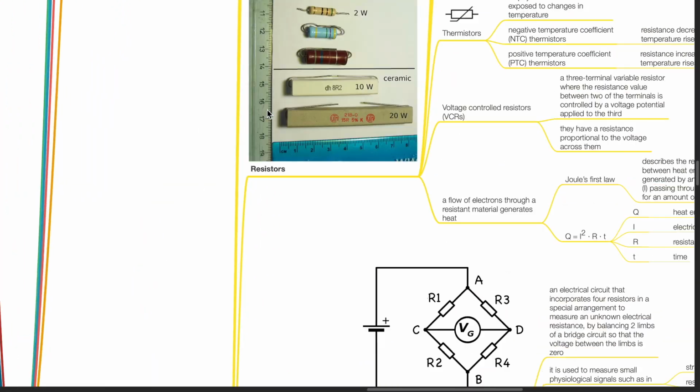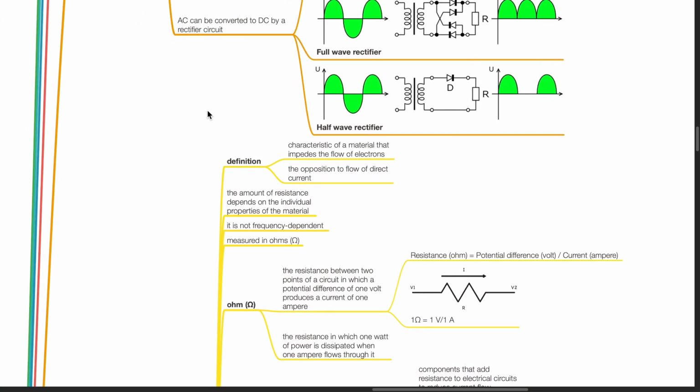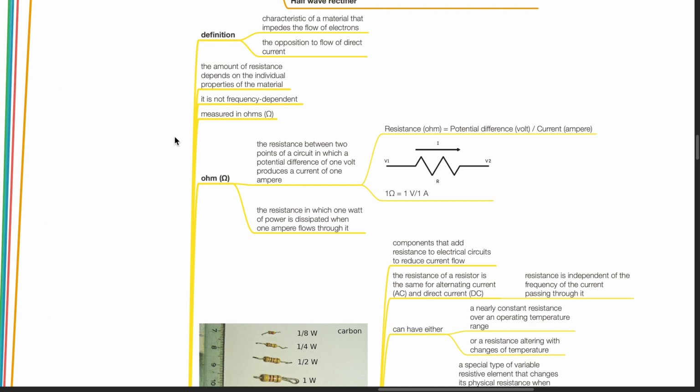Resistance. Resistance is defined as the characteristic of a material that impedes the flow of electrons, or the opposition to flow of direct current. The amount of resistance depends on the individual properties of the material. It is not frequency dependent and it is measured in ohms. Ohm can be defined as the resistance between 2 points of a circuit in which a potential difference of 1 volt produces a current of 1 ampere. 1 ohm equals 1 volt divided by 1 ampere.